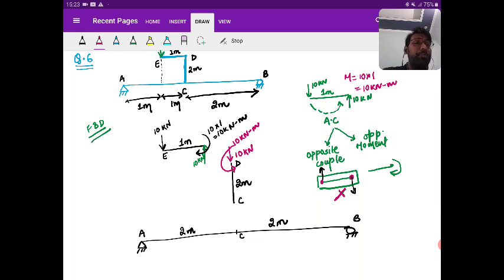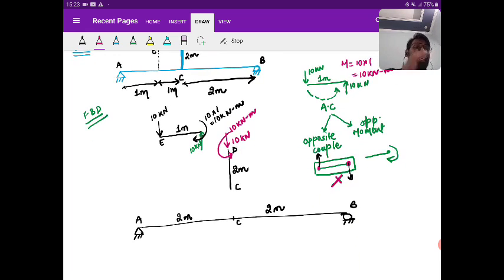Okay. Now, once you get the load at D point for the member DC, I am going to balance the member DC. You can see that there is a downward force of 10 kilonewton on the member DC. So it will be balanced by the upward force at C for the member DC.